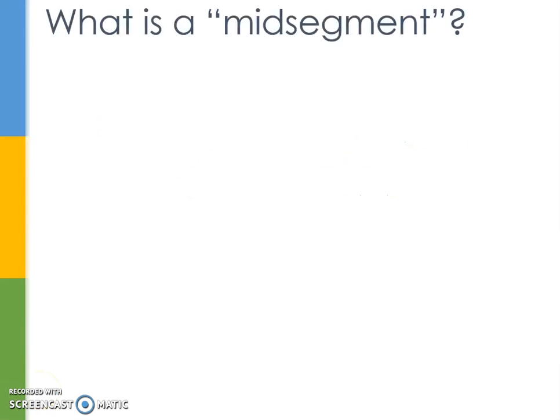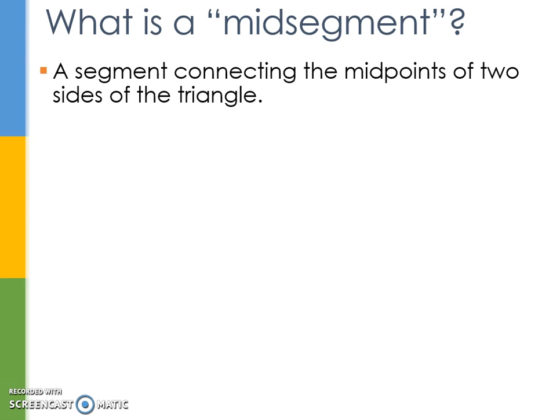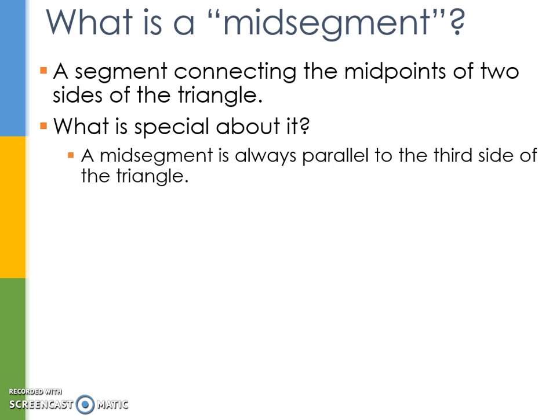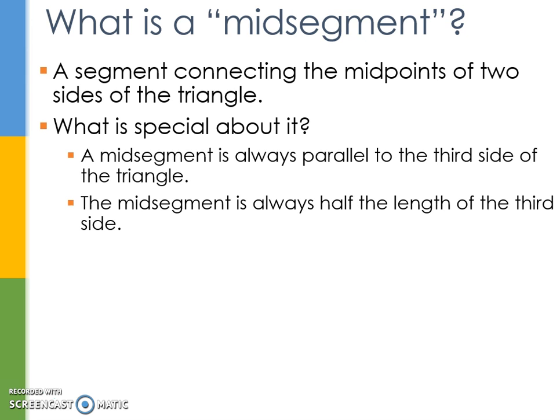Midsegments of triangles. What is a midsegment? A segment connecting the midpoints of two sides of the triangle. What is special about it? A midsegment is always parallel to the third side of the triangle. The midsegment is always half the length of the third side.